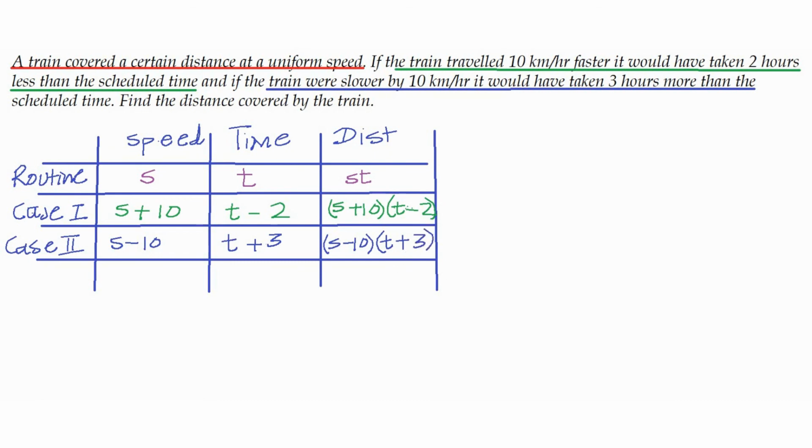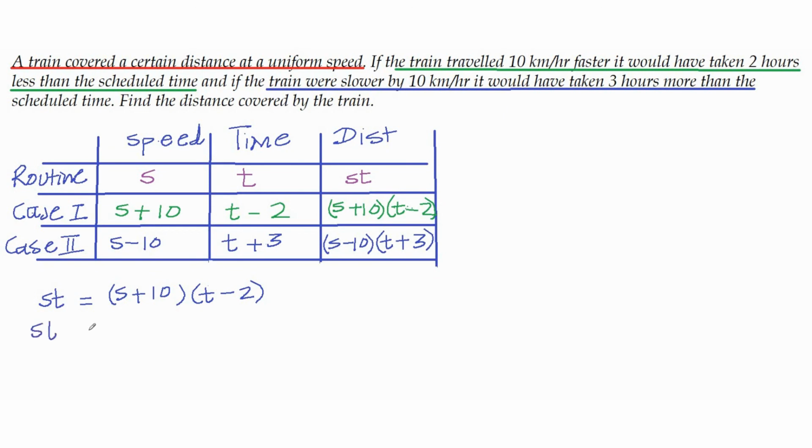So now we know that in all these three cases, the distance covered is exactly the same, right? Therefore, there are a few equations that we can write now. We know that the distance in the first case is st. So I can say that st, this is the distance, is also equal to s plus 10 multiplied by t minus 2, right? This will give me the first equation.